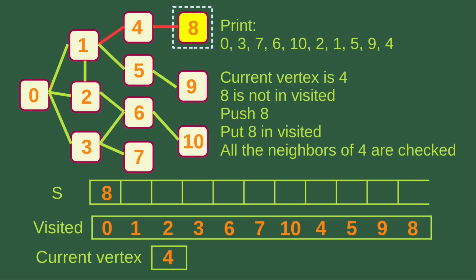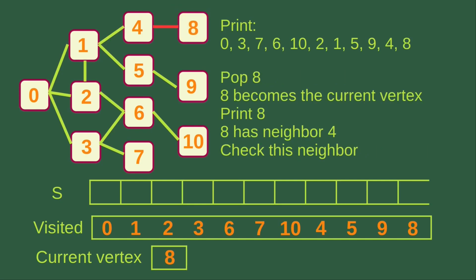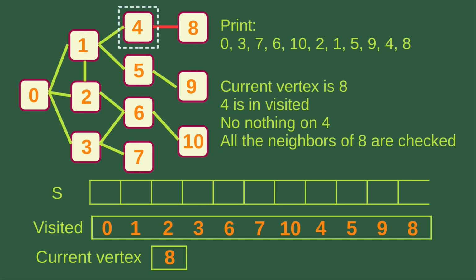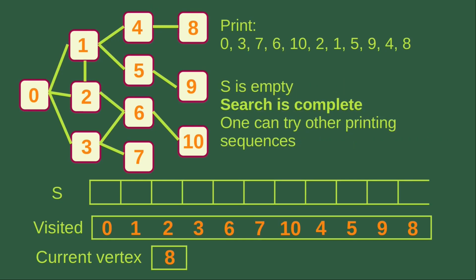Now for number 8, it is not in the visited set yet. That's why I have to put it into the visited set, and I have to push it into the stack. After that, all the neighbors of 4 are already checked. Now, let us pop the stack to get 8, and 8 will become the vertex to print out. It is also going to become the current vertex. We can check for the neighbor of 8, which is only 4. 4 is already in the visited set. That's why we can do nothing on vertex 4. And after this decision, all the neighbors of number 8 are already checked. And now the stack S is already empty. That means the search is now complete.